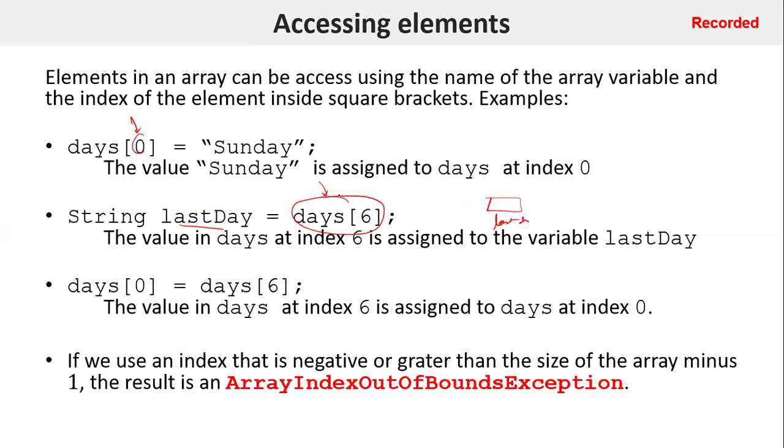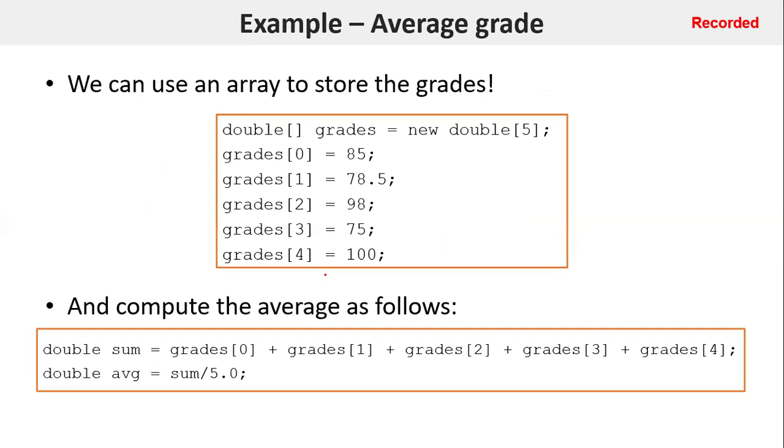And the days, if you remember, is an array of strings. Okay? Like an apple can be kept in an apple. Like that, last day is a string. This is a string reference. That's why you can put that. You can also do like this, it is a valid one, but you have to know what you're doing. So when you try to go beyond the array or below the array, you get an array out of bounds exception.